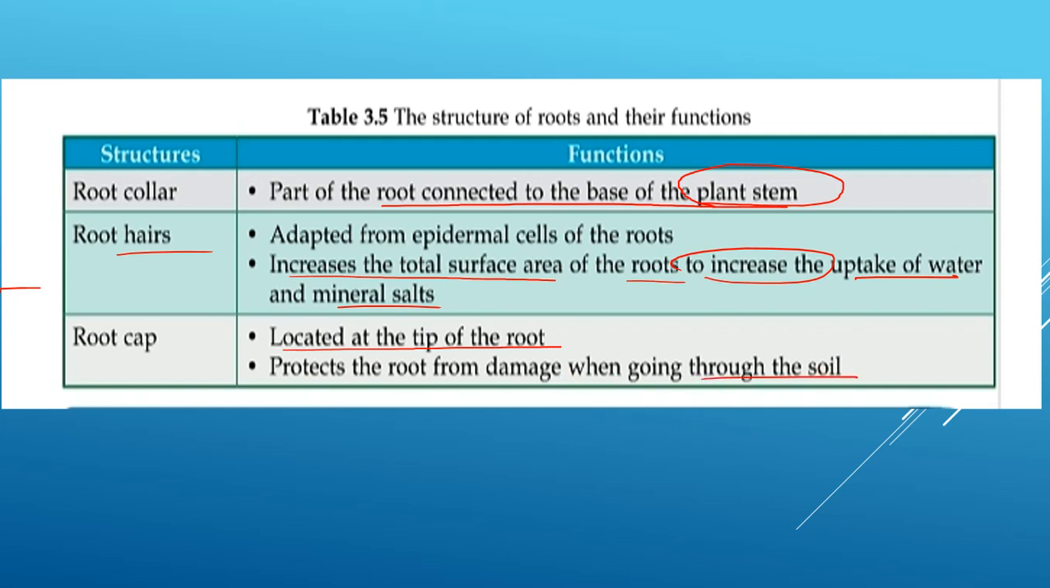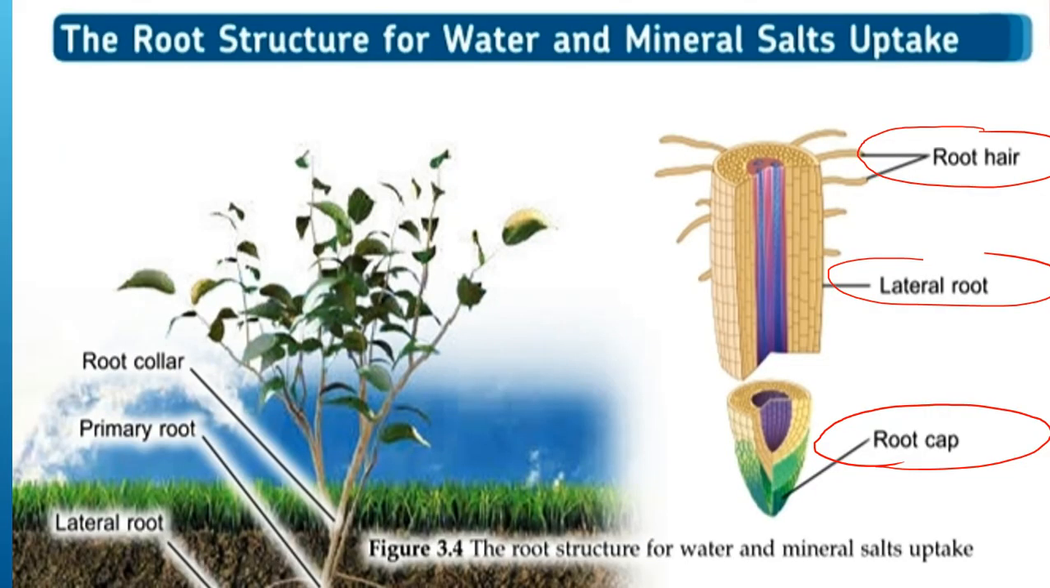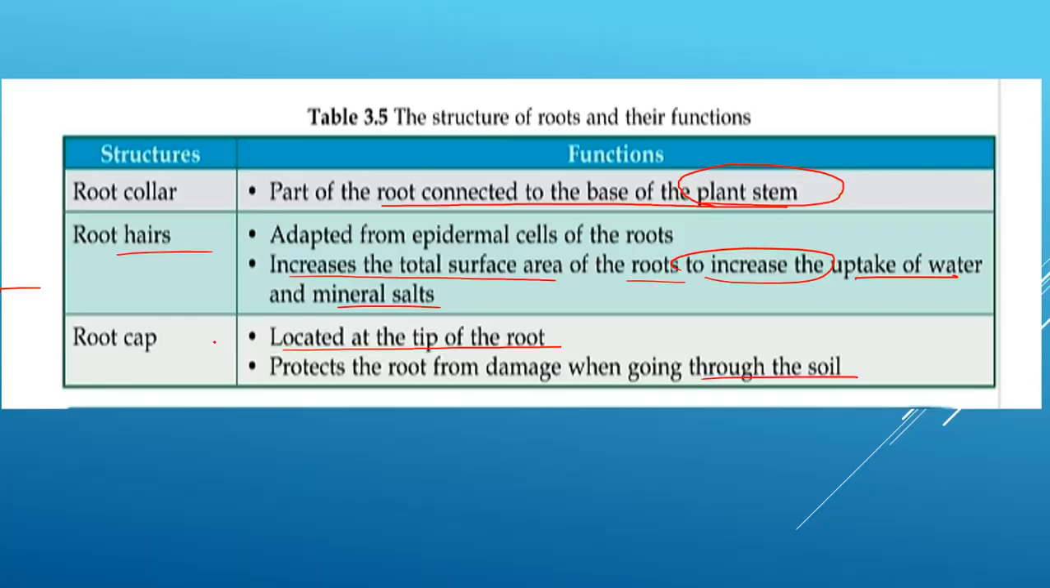Okay, so kita ada root hair di sini. Ini root hair. Increase the surface area. Then this is the lateral root. Sini kita ada root cap. Manakala root collar ini adalah root yang paling berdekatan dengan base of the plant stem, connected to the plant stem punya.